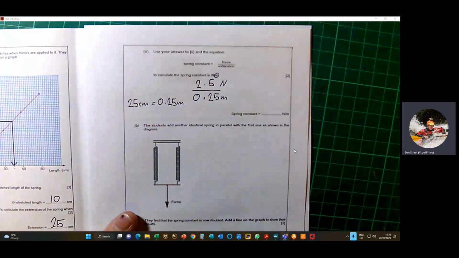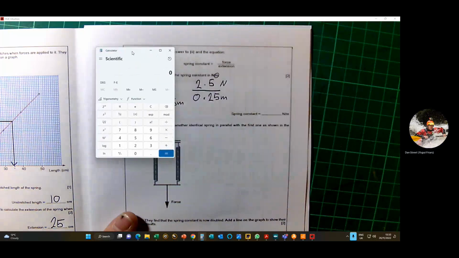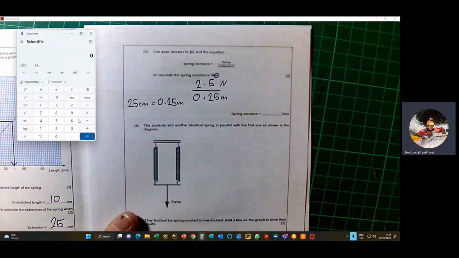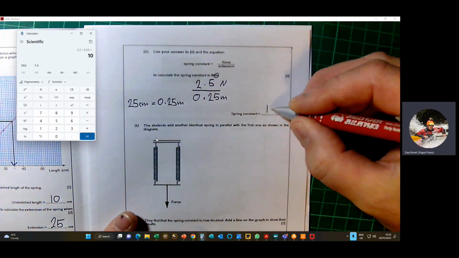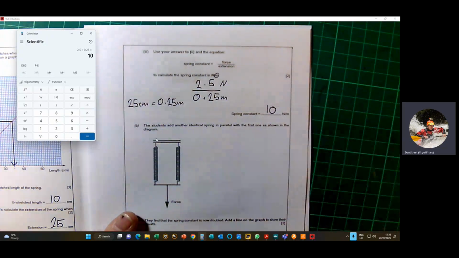And so to ensure that we don't do anything silly with our maths, we're going to use a calculator, because you're allowed to use a calculator. 2.5 divided by 0.25 gives us 10. So the spring constant is 10 newtons per meter.